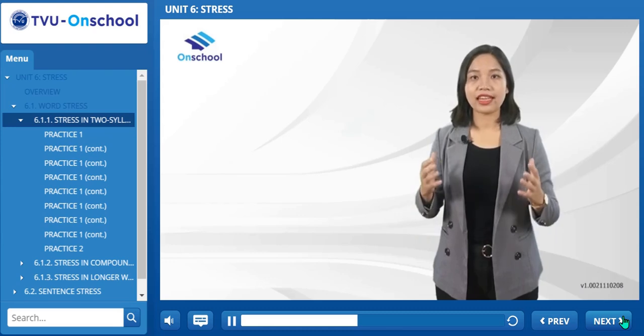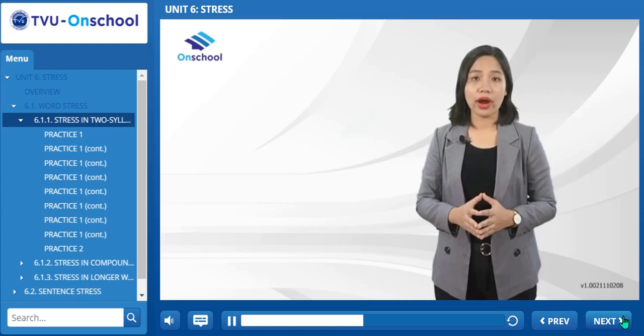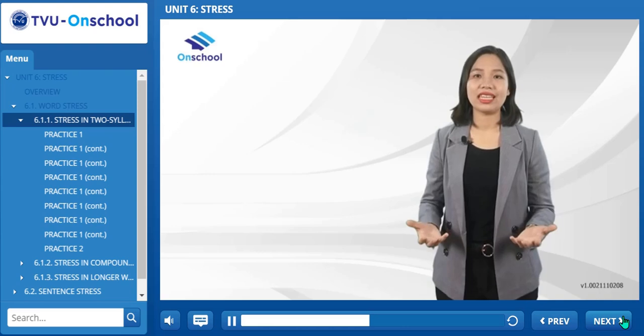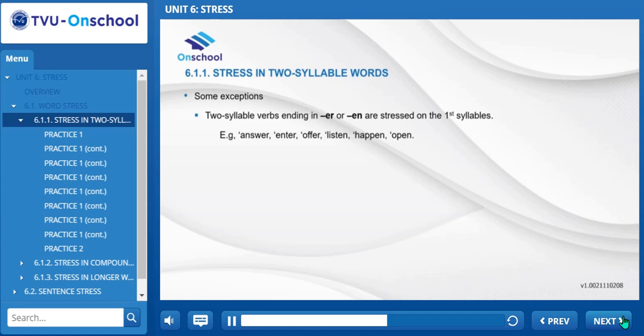There are, however, exceptions. In English, I can show you some rules that help you to be right maybe 80% of the time, but there are always exceptions in English. Here are some exceptions. The two-syllable verbs ending with er or en are stressed on the first syllable. For example, answer, enter, offer, listen, happen, open.